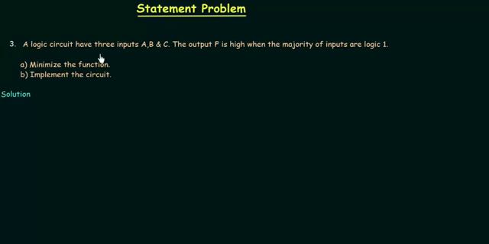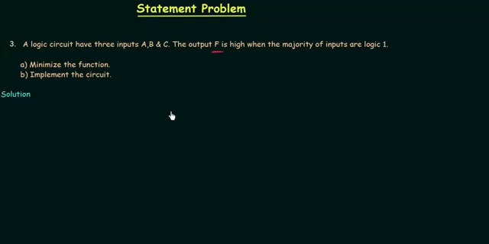A logic circuit has three inputs A, B and C. The output F is high when the majority of inputs are logic 1. So this is the statement, and we have to minimize the function F and implement this circuit. So let's start with it.